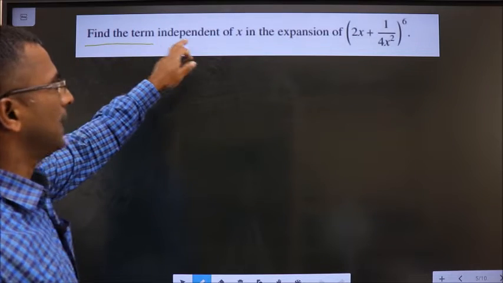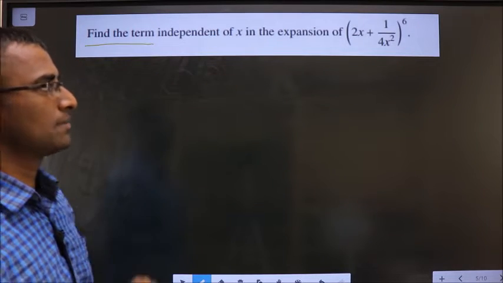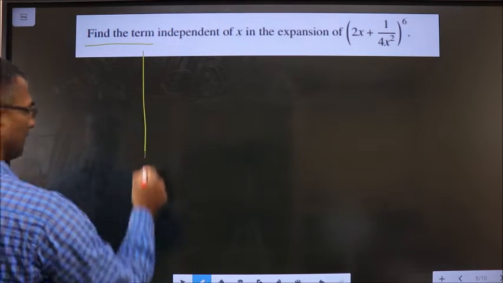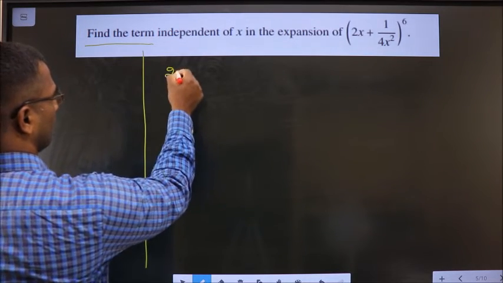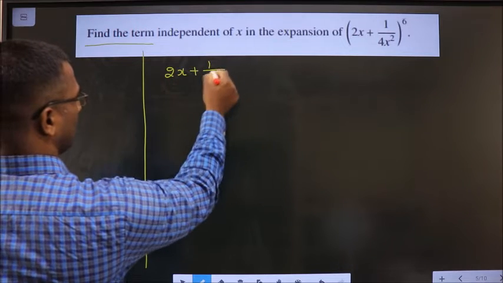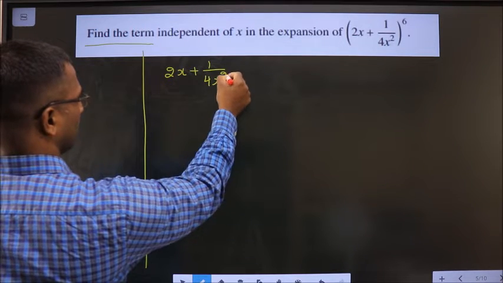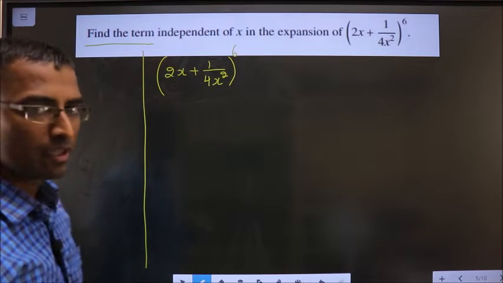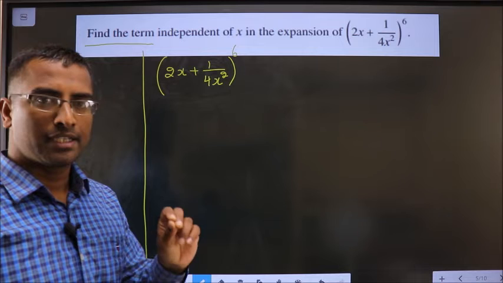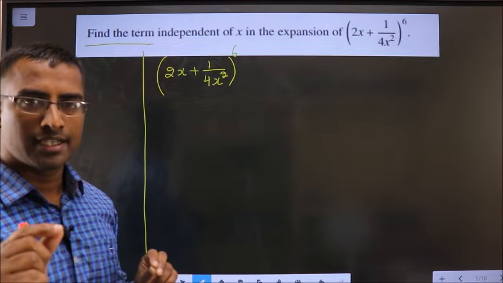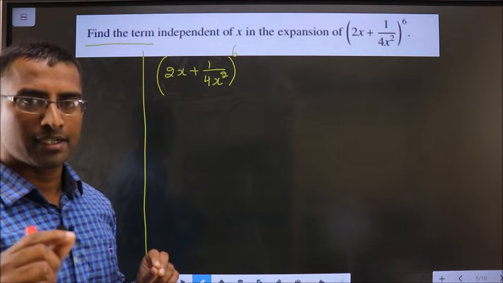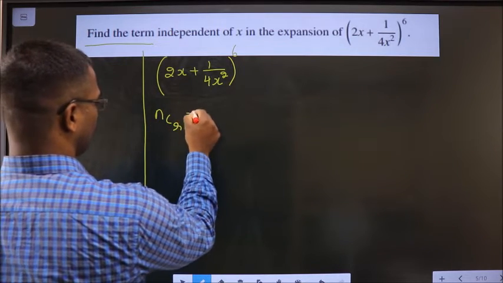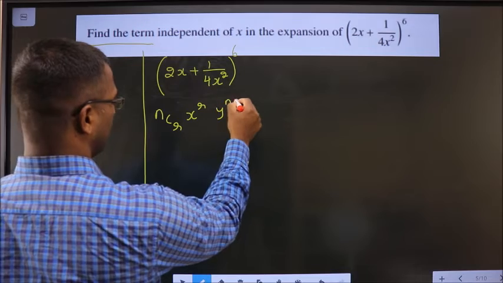Find the term independent of x in the expansion of (2x + 1/(4x²))⁶. For any binomial theorem sum, we should write the general term, and the formula for the general term is nCr x^(n−r) y^r.